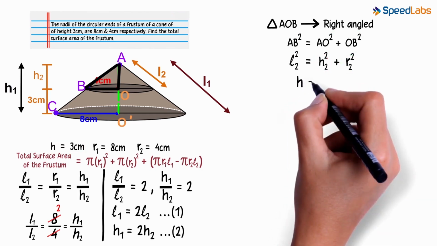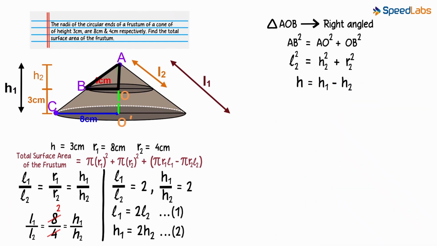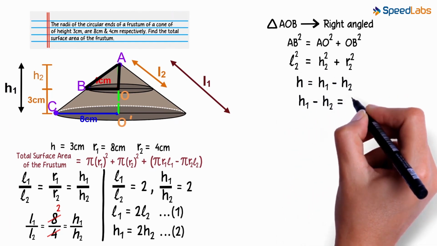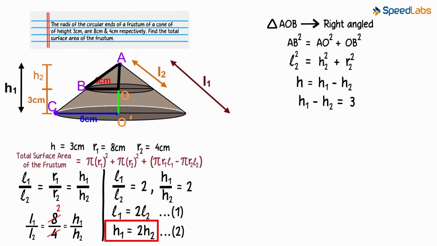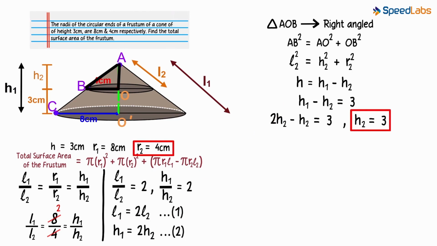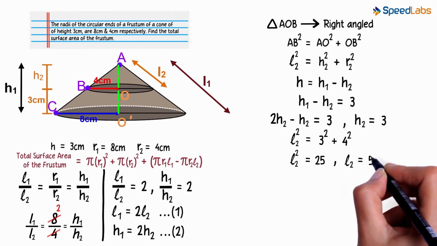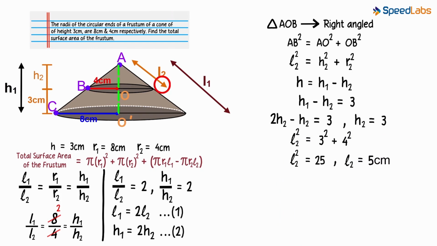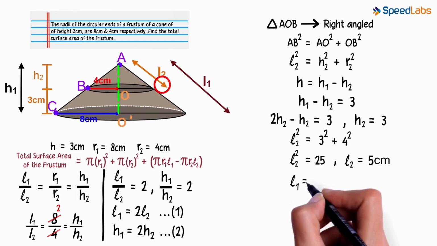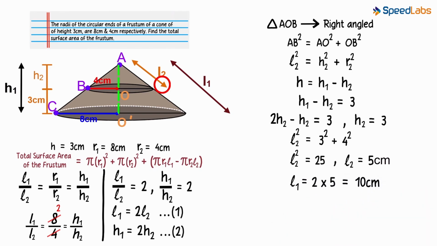We know that H is equal to H1 minus H2. So H1 minus H2 is equal to 3. But from equation 2, if we substitute H1 in this, we get H2 equal to 3 centimeters. So we now have H2 and R2. We find L2 by Pythagoras theorem. So we get L2 squared is equal to 3 squared plus 4 squared. So L2 is equal to 5 centimeters. So what will L1 be now? L1 will be 2 times 5, that is equal to 10 centimeters.